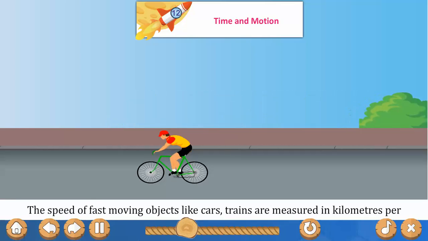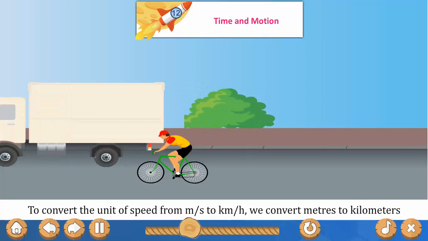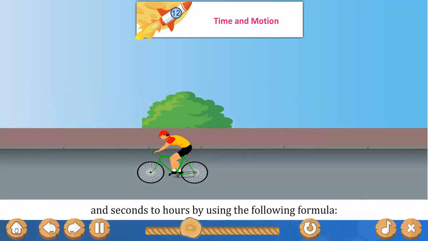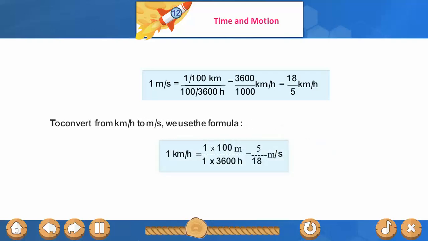The speed of fast moving objects like cars and trains is measured in kilometers per hour. To convert the unit of speed from m/s to km/h, we convert meters to kilometers and seconds to hours by using the following formula. 1 meter per second is equal to (1/1000 kilometer) divided by (1/3600 hour), which is equal to 3600/1000 kilometer per hour, which is equal to 18/5 kilometer per hour. To convert from kilometer per hour to meter per second, we use the formula: 1 kilometer per hour is equal to (1 x 1000 meter) divided by (1 x 3600 second), which is equal to 5/18 meter per second.